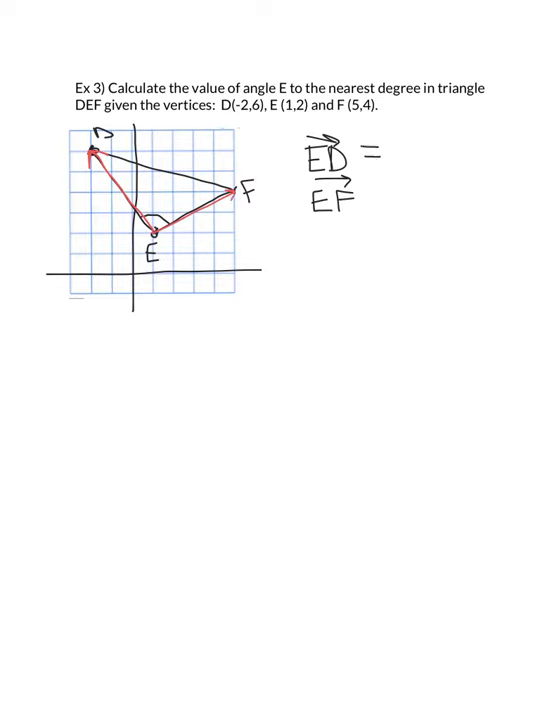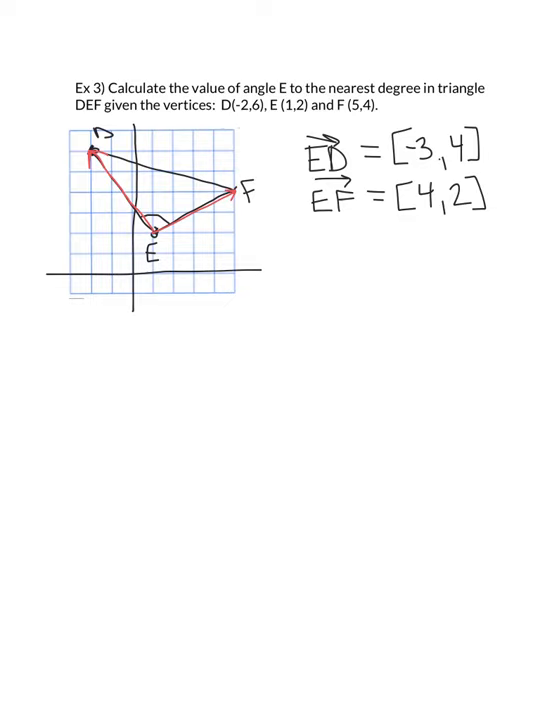So if I'm looking at vector ED, I need to use the points in D and subtract the points in E. So -2 subtract 1, -3, and then I'll look at my y's. 6 subtract 2 is 4. And I'm going to do the same thing for EF. I'll take the points in F and I'll subtract the points in E. So looking at the x's, 5 take away 1, and then looking at the y's, 4 take away 2.